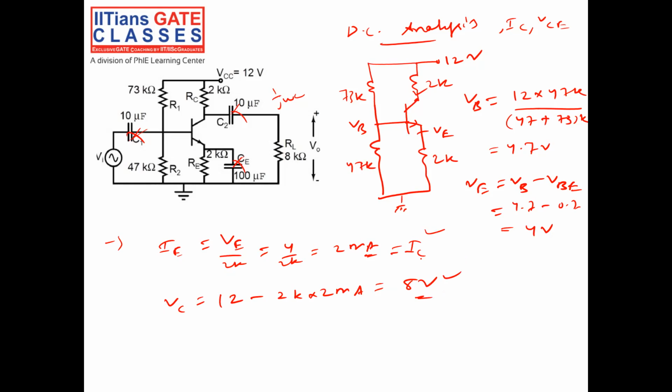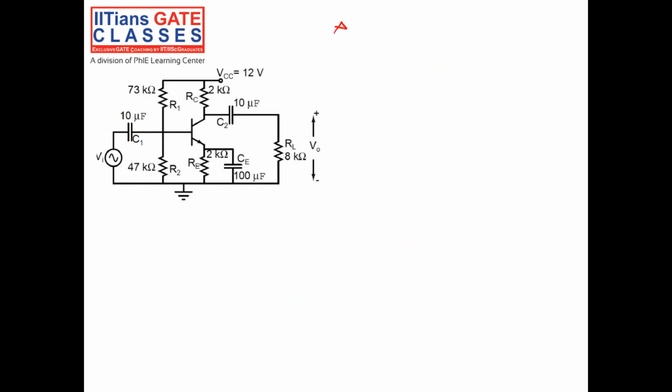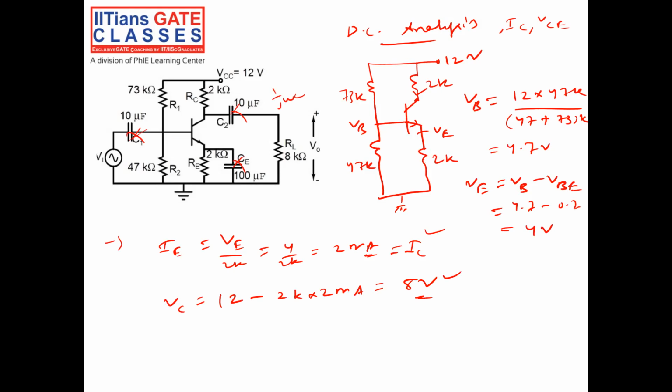Now we have to do the AC analysis. See, what does it mean? If I don't apply any signal, there is a collector current of 2 milliampere flowing. There is an output voltage or collector voltage of 8 volt. If I apply an input signal, everything will be the net current. So when I apply a signal, my IC will be 2 milliampere plus some signal current. Similarly, VC will be 8 volt plus some signal.